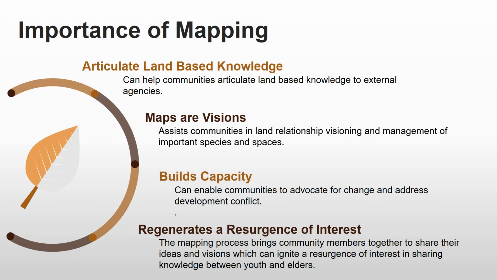Mapping is also a way to articulate land-based knowledge. Information collected on maps can help communities articulate land-based knowledge to external agencies. They are visions. They can be used to show plans for the future, but also show what the land looked like before. In this way, maps are important for land relationship visioning, as this vision can inform the management of important species and spaces. Mapping builds capacity.